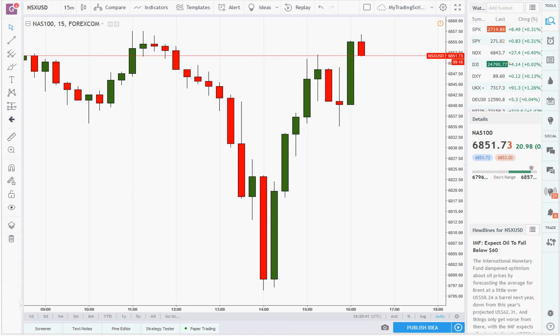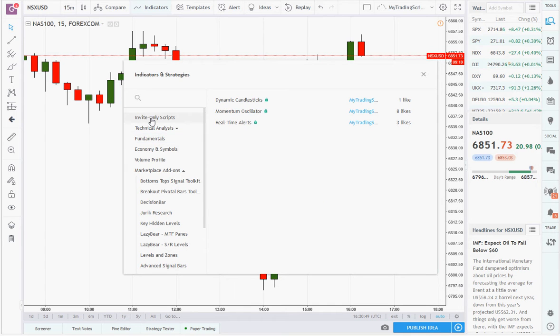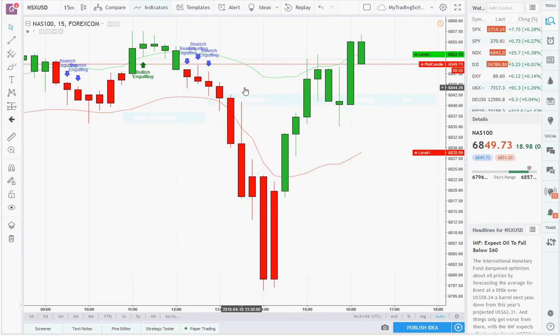First thing, go over here where it says indicators, click that, and click Invite Only Scripts. Select Dynamic Candlesticks. Up at the top you'll see it's compiling, then loading, and now it's installed. This may take a couple seconds on your computer. Now we get out of that, and now we have our dynamic candlesticks.